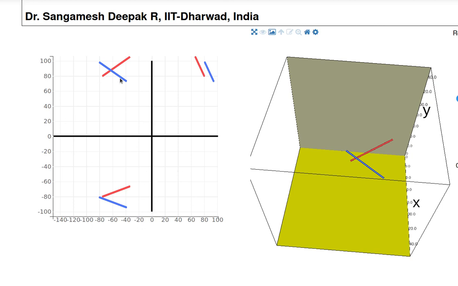Okay. Now if you look at VP, this line represents HP, and this line represents the profile plane. So if you find that a line is parallel to this line, it basically means that the line is parallel to the HP plane. Similarly, if you find that the line is parallel to this particular line, it actually means that the line is parallel to the profile plane. So that's how you conclude.